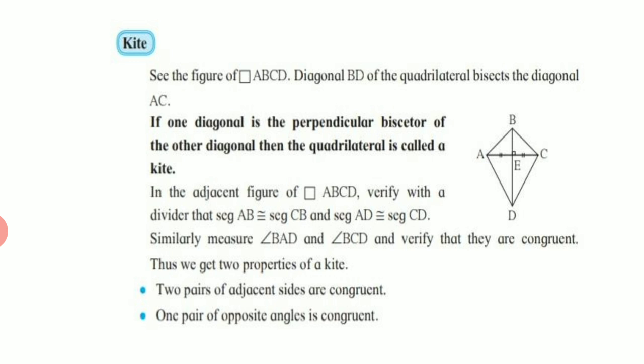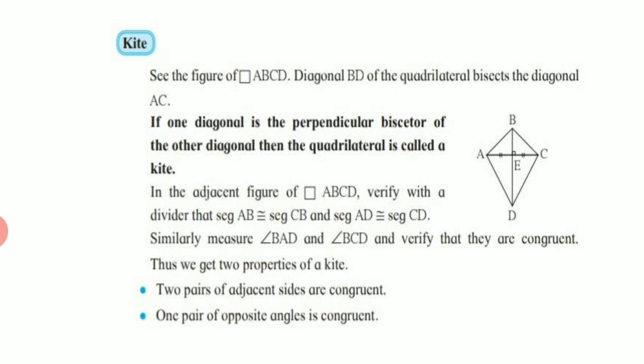Next type, see the figure of rectangle ABCD. Diagonal BD of the quadrilateral bisects the diagonal AC. If one diagonal is the perpendicular bisector of the other diagonal, then the quadrilateral is called a kite.